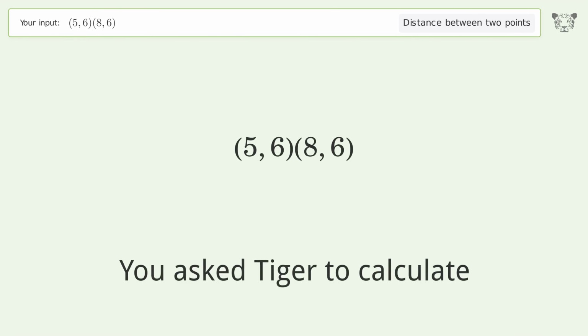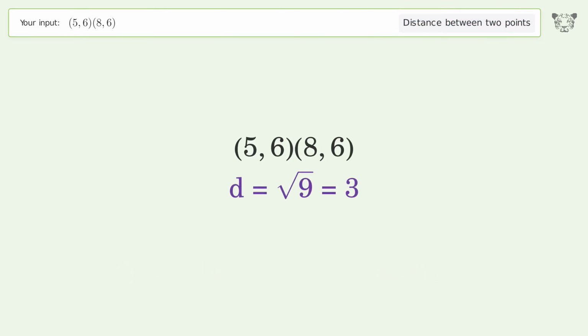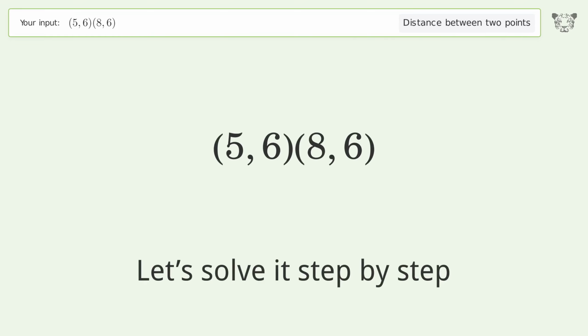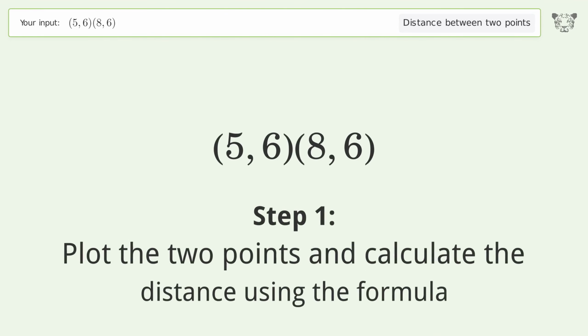You ask Tiger to calculate. This deals with the distance between 2 points. The distance between the 2 points is the square root of 9, or 3. Let's solve it step by step. Plot the 2 points and calculate the distance using the formula.